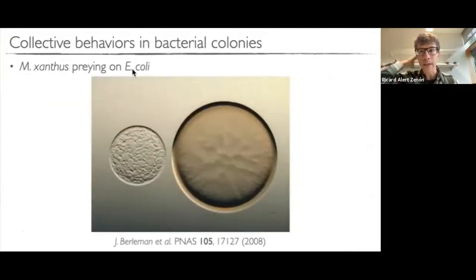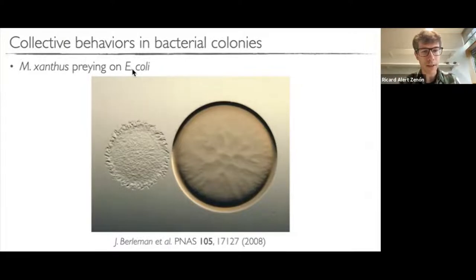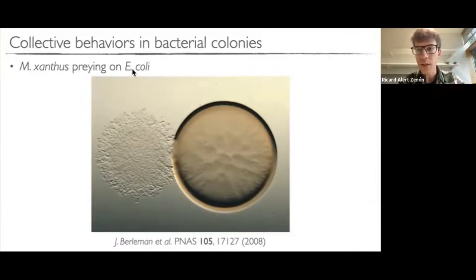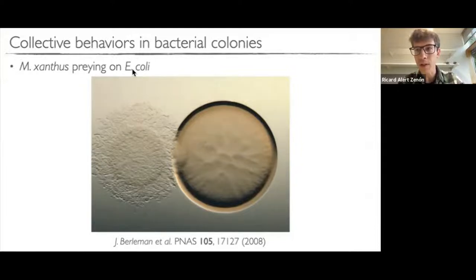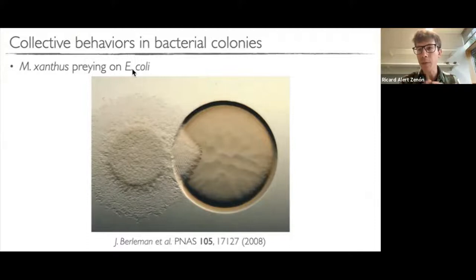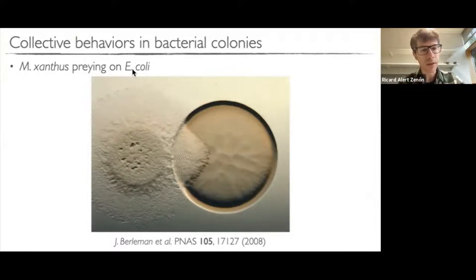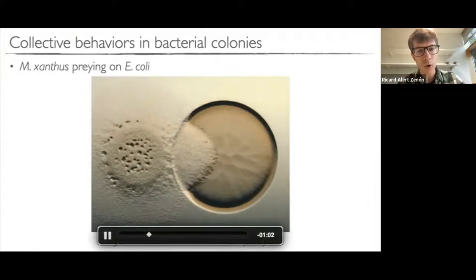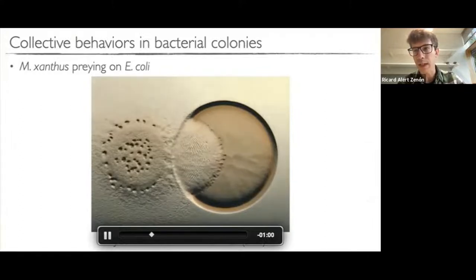It's a movie of two bacterial colonies. What you see on the left is a colony of a soil bacterium known as Myxococcus xanthus, and I will refer to it simply as Myxo from now on. What these Myxo bacteria are doing is collectively spreading on the substrate, and in particular, they are migrating over this second colony here on the right-hand side.